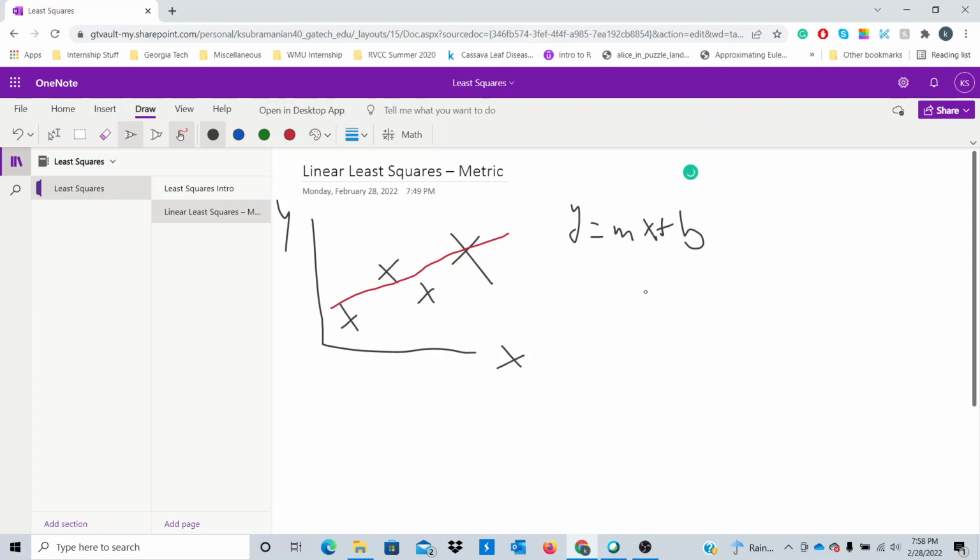To do that, we need to come up with a metric or a gauge to know how well we are doing. So let's brainstorm a metric, and the way we're going to do it is by thinking about what we want in a good line. Ideally, we want the trend to be captured as close as possible.